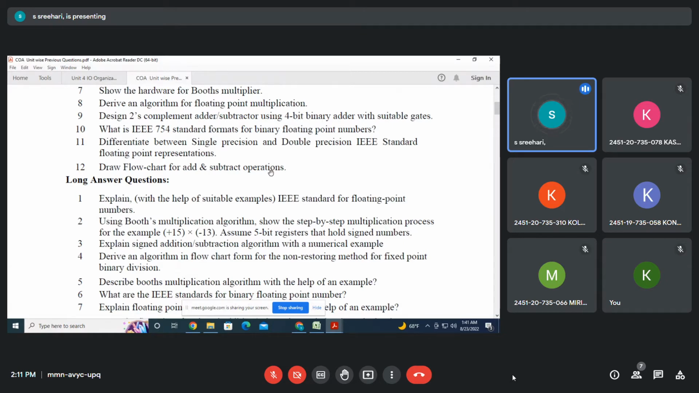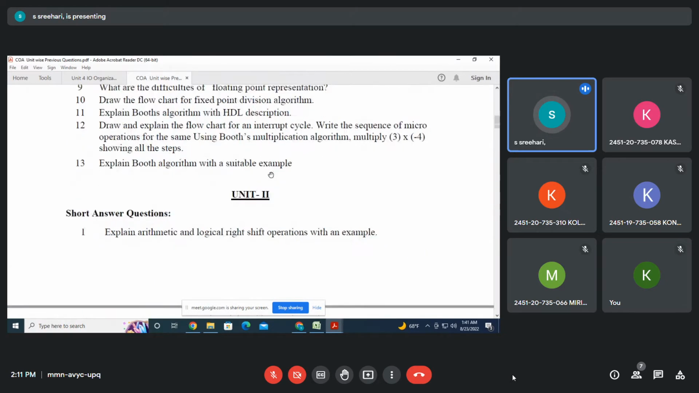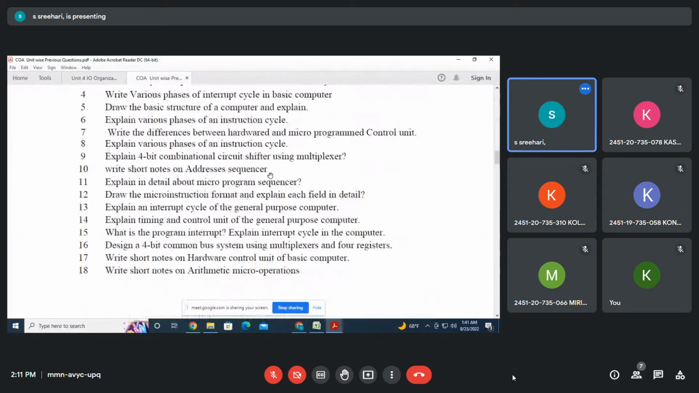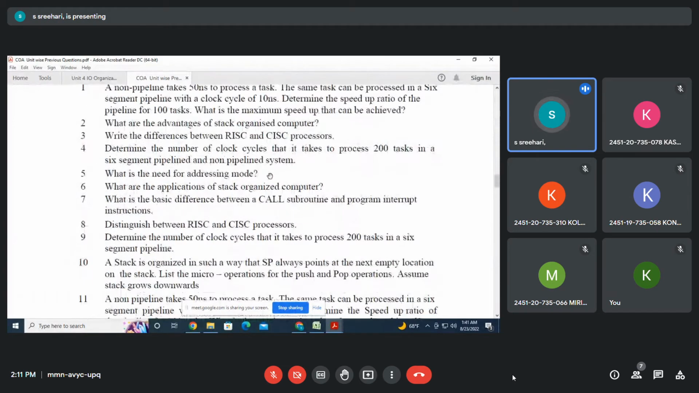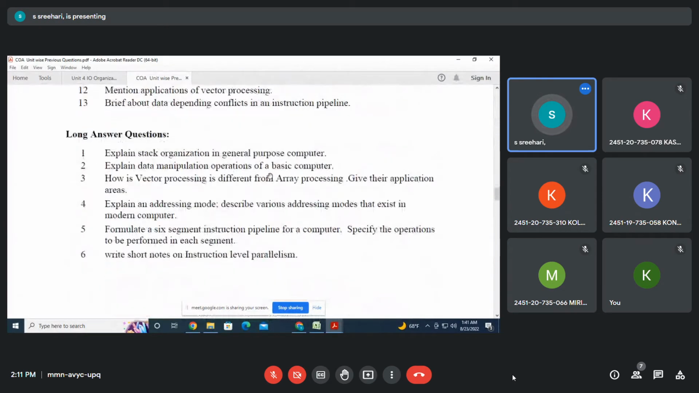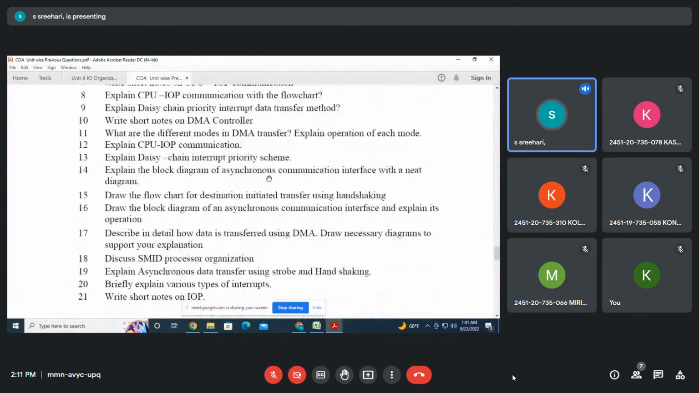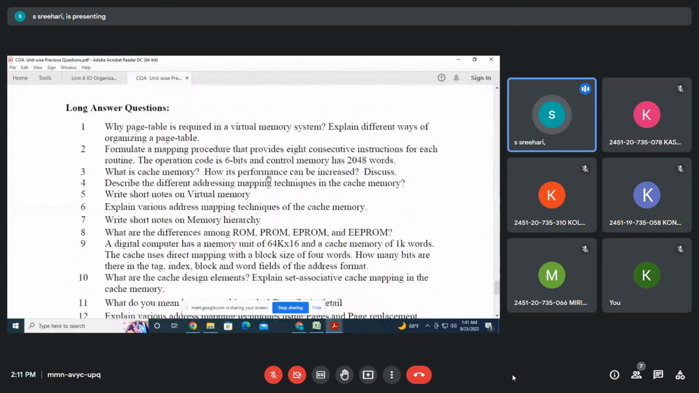Okay, this is for your first unit, and this is for the second unit. I separated them unit wise. Maybe some questions repeat, but they will ask in different ways, right? Just go through these questions. I will post it in your class group.